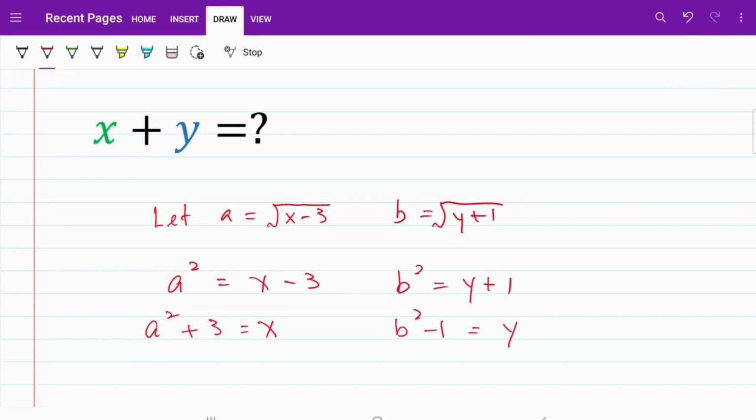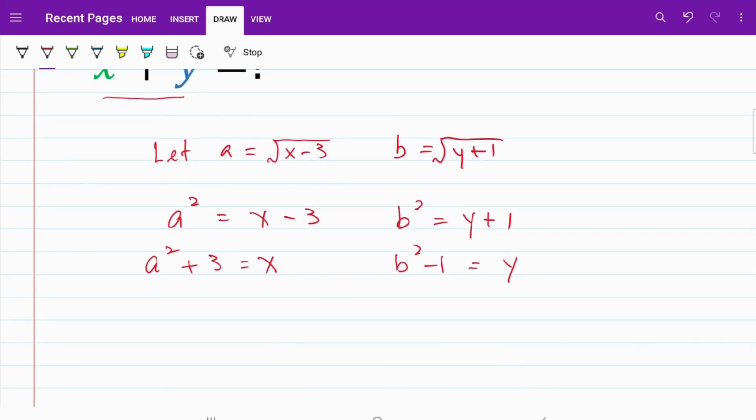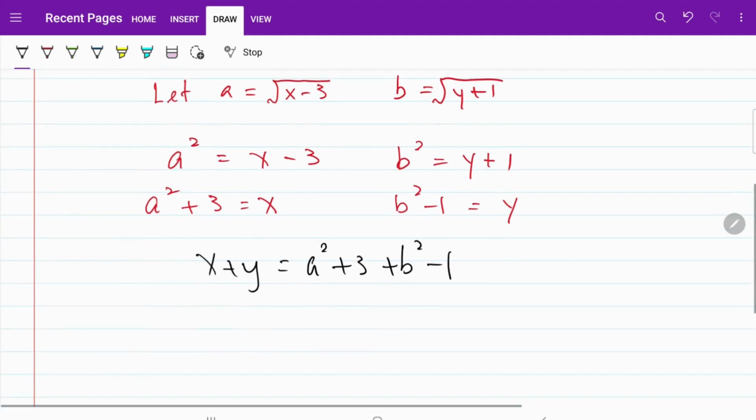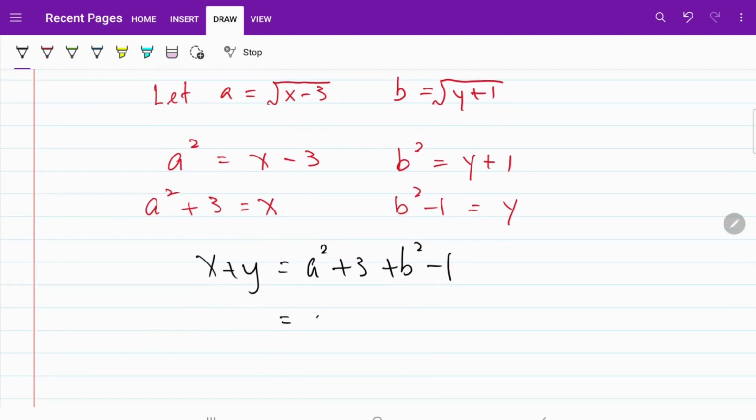What we're looking for is the sum of x and y. So let me go ahead and express x and y in terms of a and b. x plus y will be equal to a squared plus 3 plus b squared minus 1, which is also equal to a squared plus b squared plus 2.